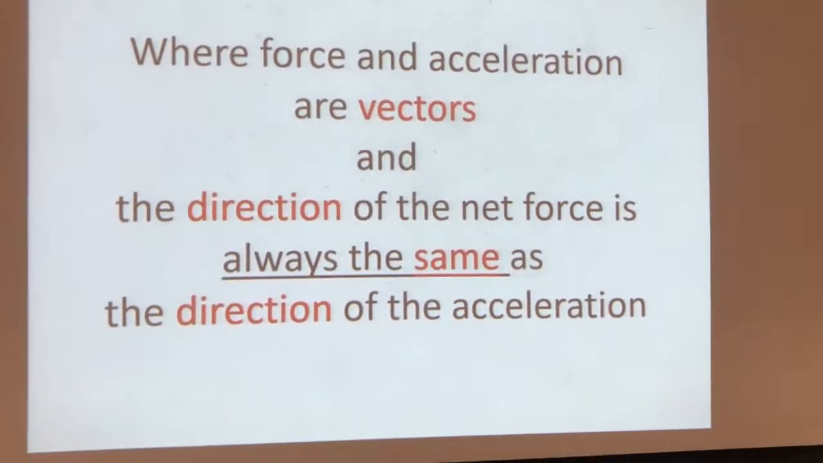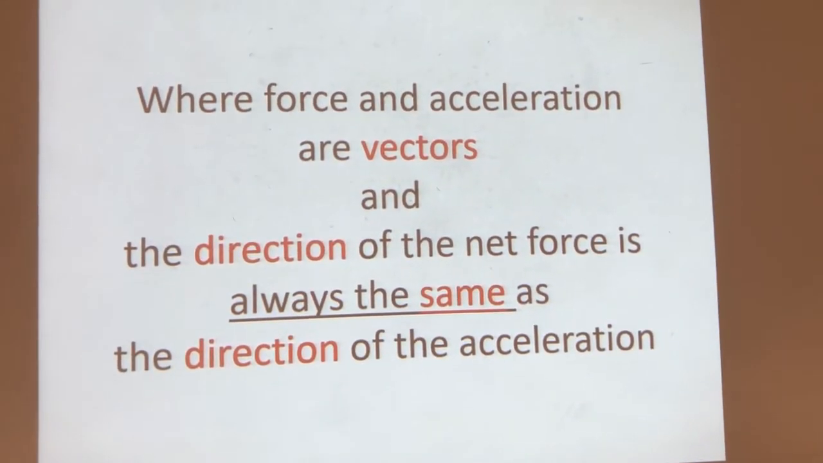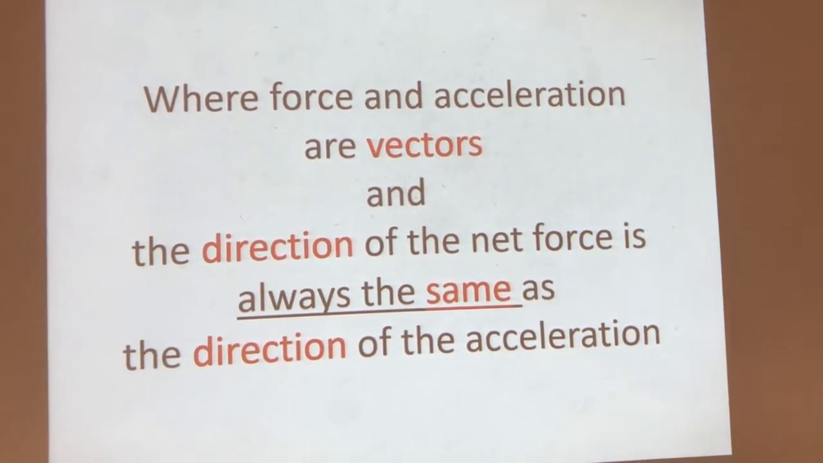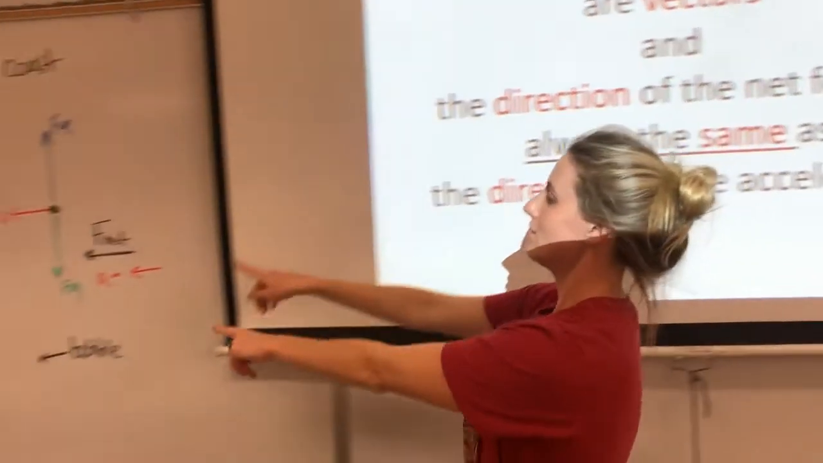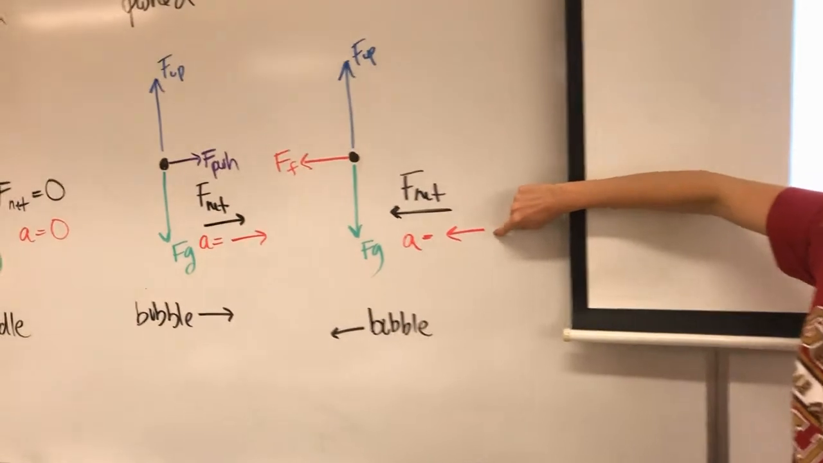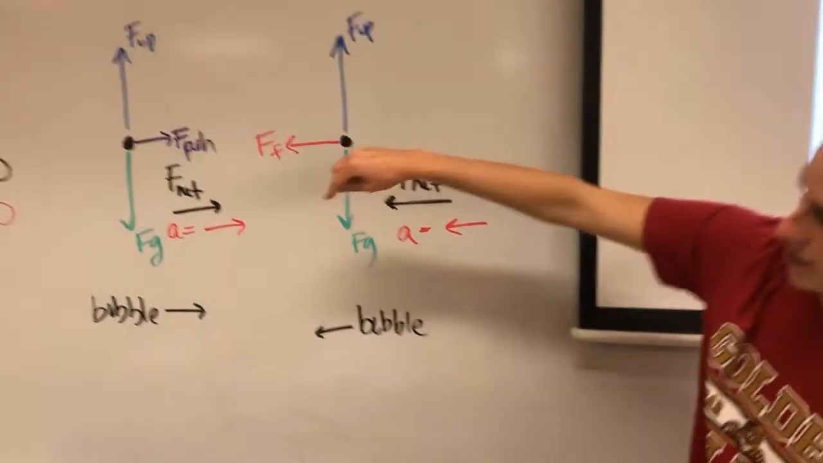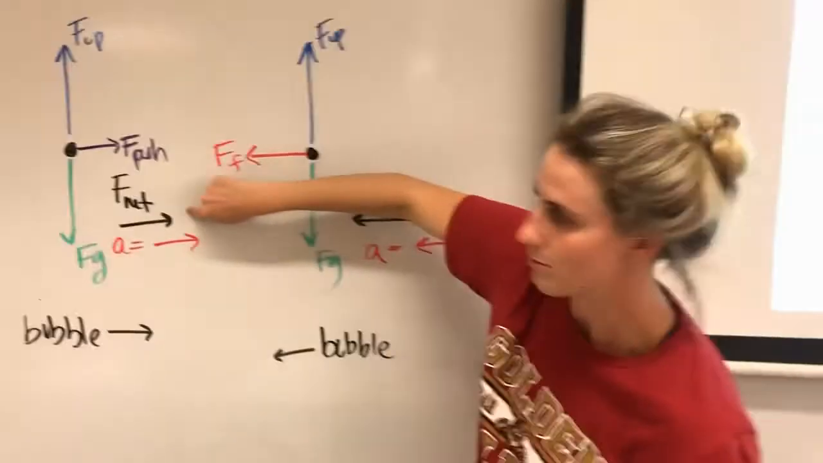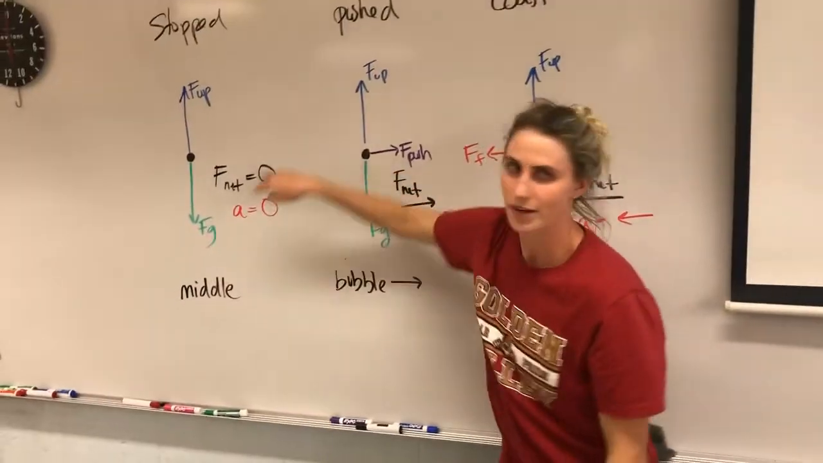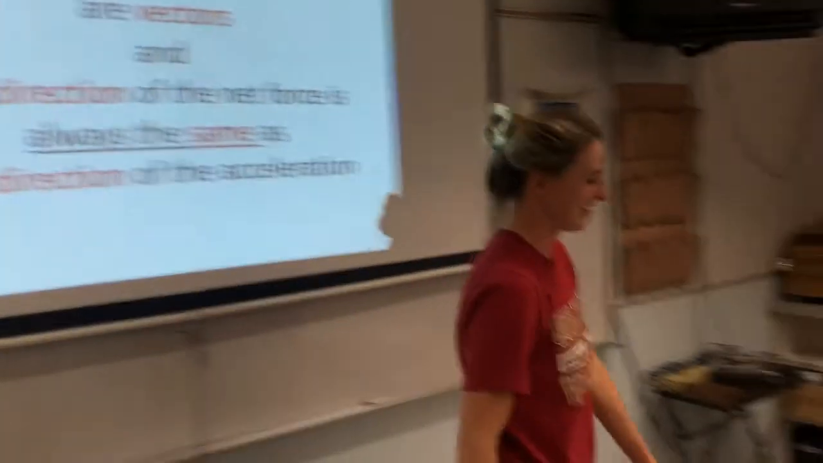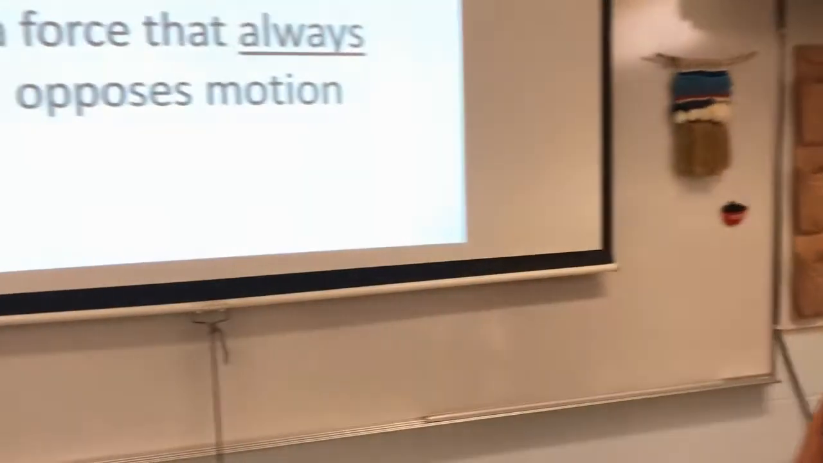Force and acceleration are vectors, and the direction of the net force is always the same as the direction of the acceleration. We saw that. Okay, so acceleration, net force, same direction. Oh, no, they're there. Well, zero is the same direction as zero. Yeah, I guess so.